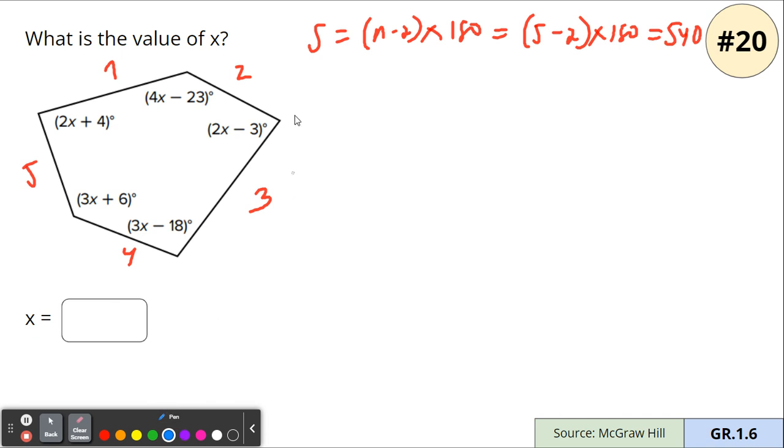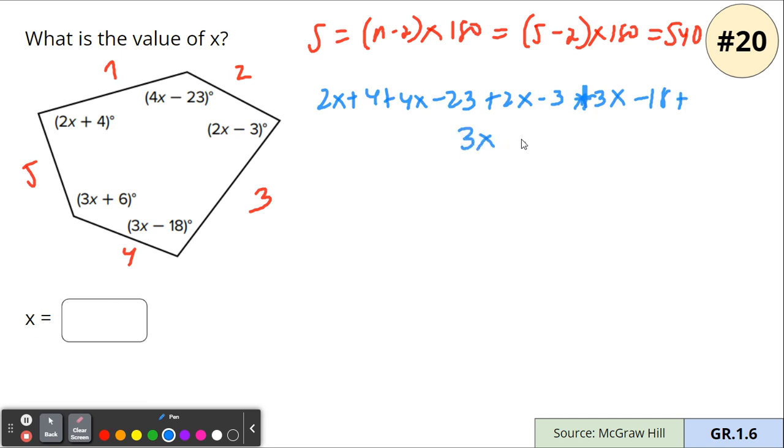So let's make our equation to get our x. We have 2x plus 4, plus 4x minus 23, plus 2x minus 3, plus 3x minus 18, plus 3x plus 6, equal to 540. Okay? So let's add all our x. So 2x, 4x, 2x, 3x, 3x. 2, 4, 3, and 3.